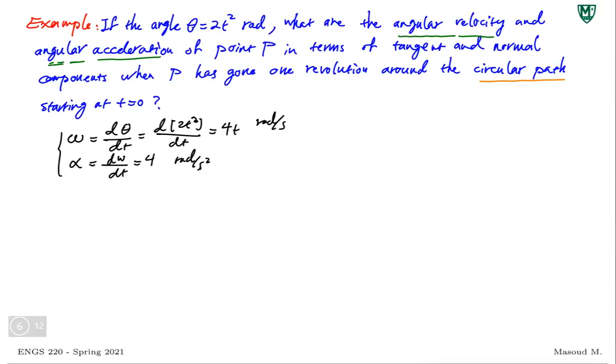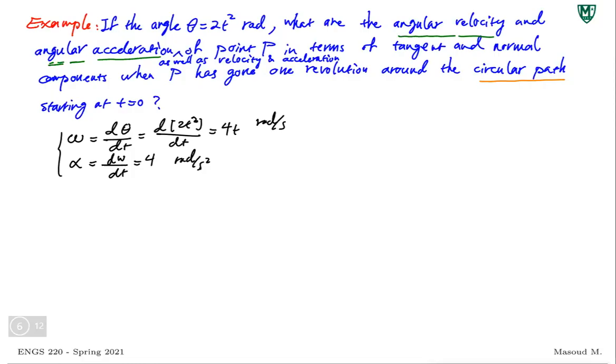I have to add something to the problem statement. Angular velocity and angular acceleration, as well as velocity and acceleration. Sorry about that, that was a very long add. So what are the angular velocity and angular acceleration, as well as velocity and acceleration? We found angular velocity and angular acceleration. Now we have to find velocity and acceleration.